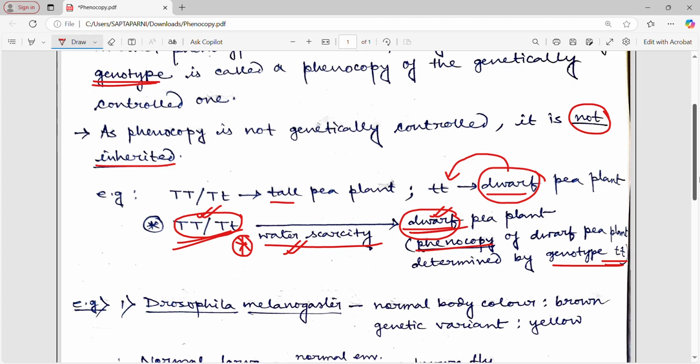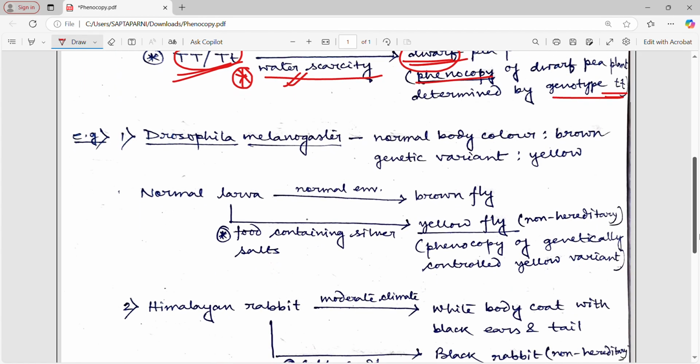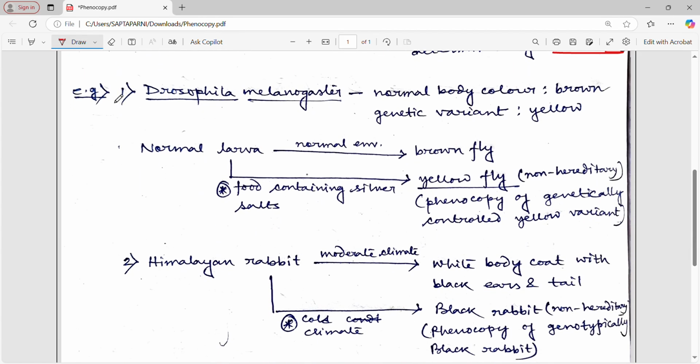Now let's understand this with some real life examples. See, in Drosophila melanogaster or fruit fly, the normal body color is brown and there is a genetic variant body color, that is yellow. Normal larva under normal environment gives rise to a brown bodied fly. But if the normal larva is grown on food containing silver salts, it may give rise to a yellow fly. So this yellow fly is genetically a brown fly.